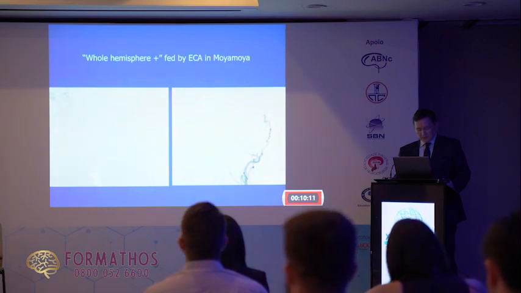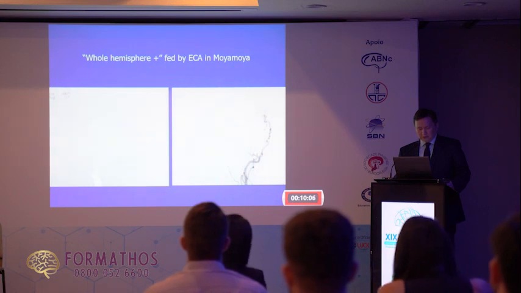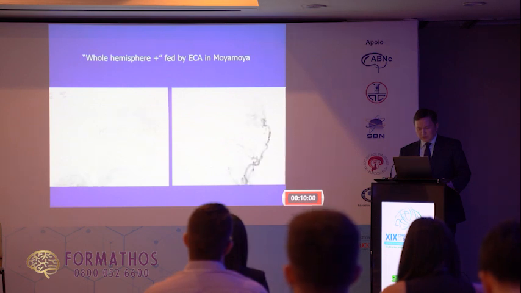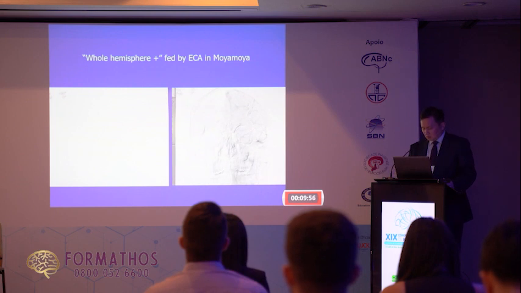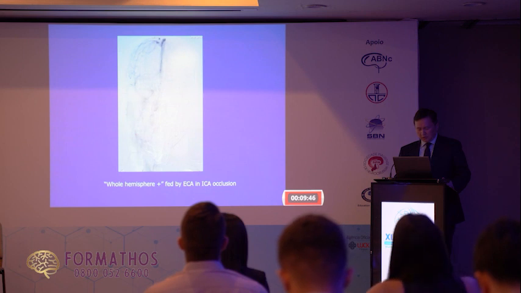Normally the STA is considered a low flow bypass, but if you give it enough time, you can see it can be enlarged so much and feed not only the whole hemisphere, but also the contralateral frontal lobe. This is another case, STA to MCA, totally replacing the dominant side ICA.